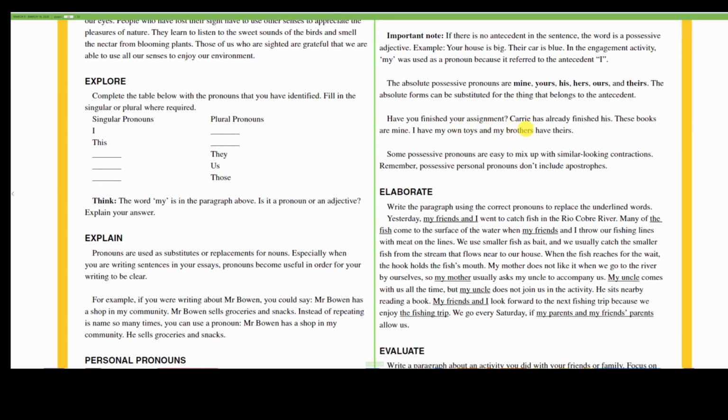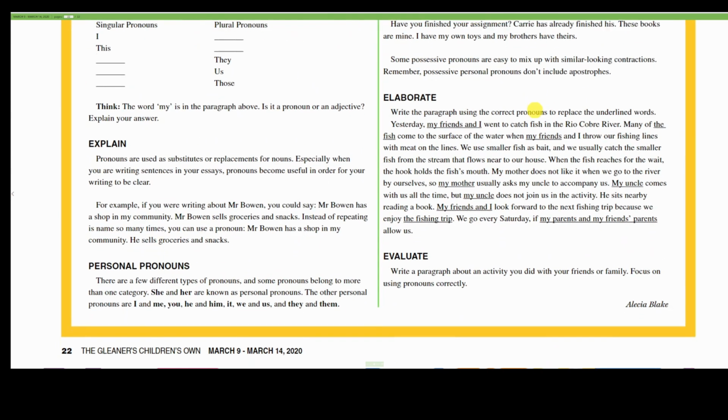Have you finished your assignment? Carrie has finished his. These books are mine. I have my own toys and my brothers have theirs. Some possessive pronouns are easy to mix up with similar looking contractions. Remember, possessive personal pronouns don't include apostrophes.